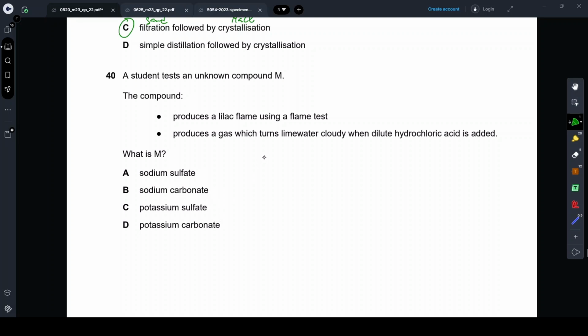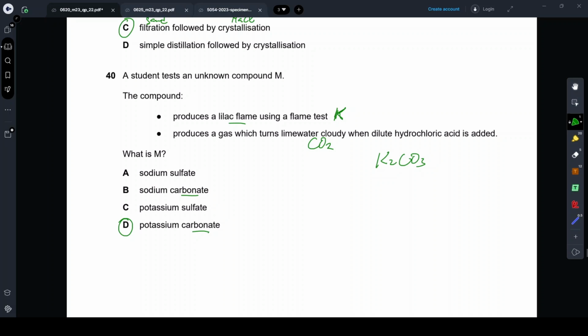Whenever you have lime water going cloudy, milky or white, you've got carbon dioxide, and that means you need a carbon. So it's either B or D. It would be B, because a lilac flame is for potassium. In paper 4 they give you the tests, but in papers 1 and 2, like I said, you need to know the tests. So what you have is K2CO3, potassium carbonate.